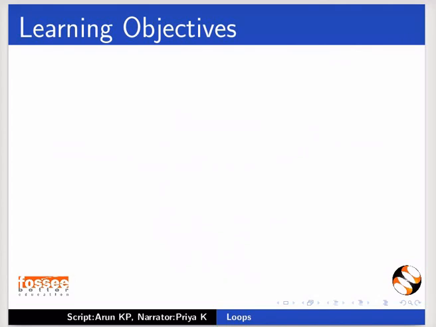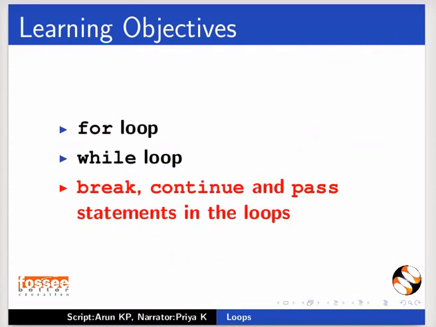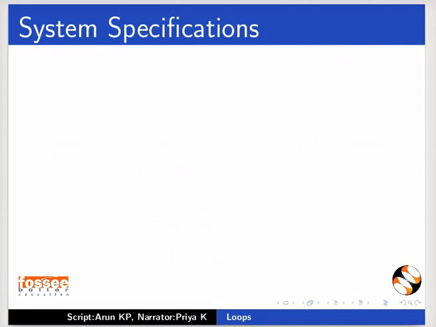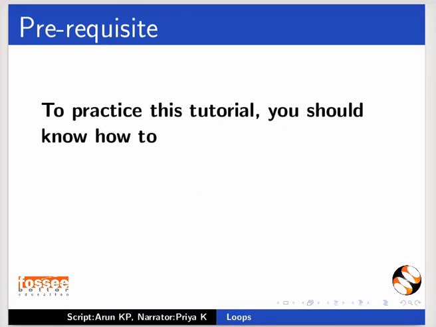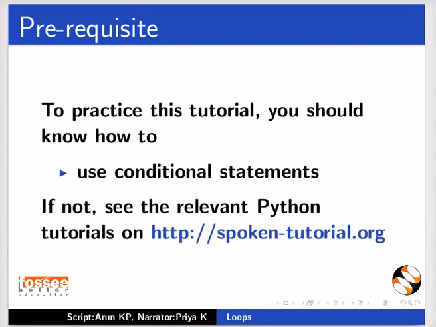In this tutorial, we will learn to use for loop, while loop, break, continue and pass statements in the loops. To record this tutorial, I am using Ubuntu Linux 16.04 operating system, Python 3.4.3 and IPython 5.1.0. To practice this tutorial, you should know how to use conditional statements. If not, see the relevant Python tutorials on this website.